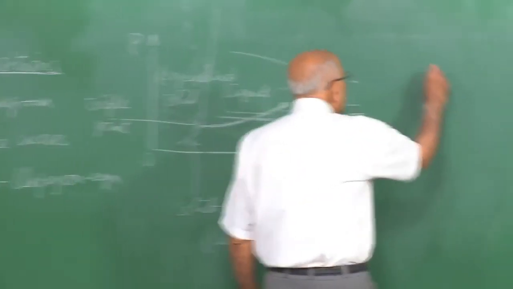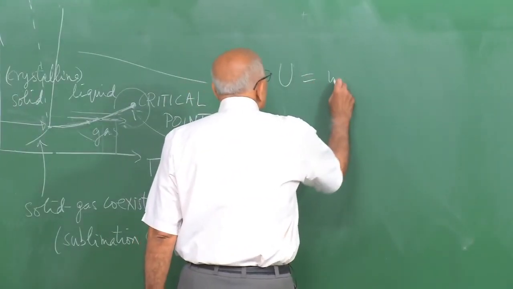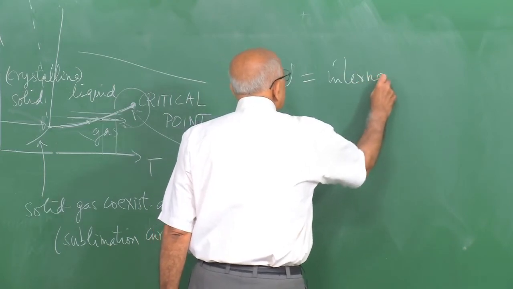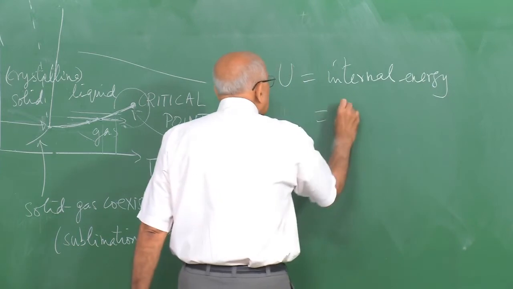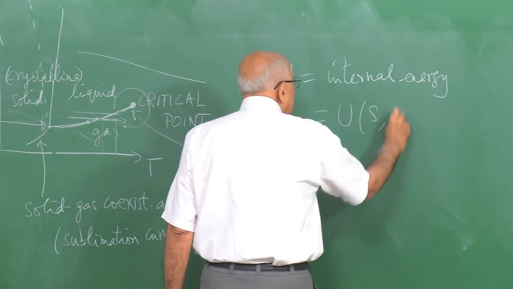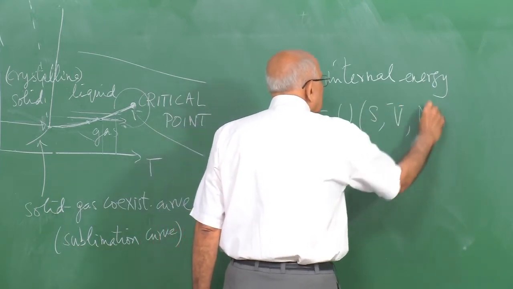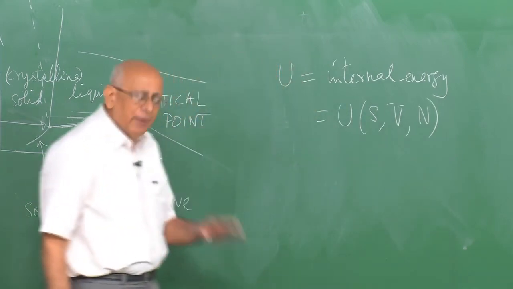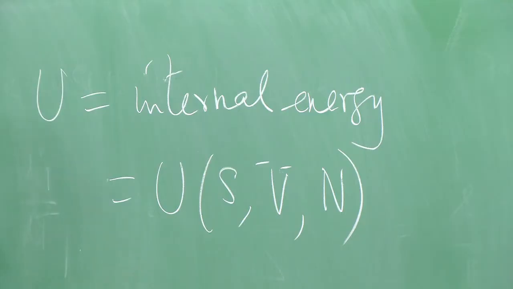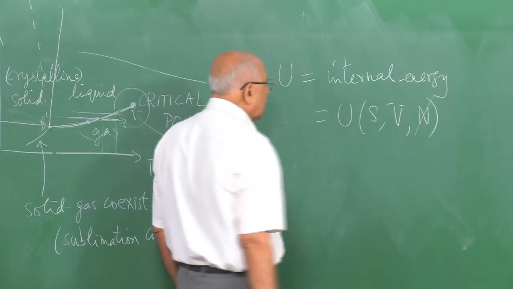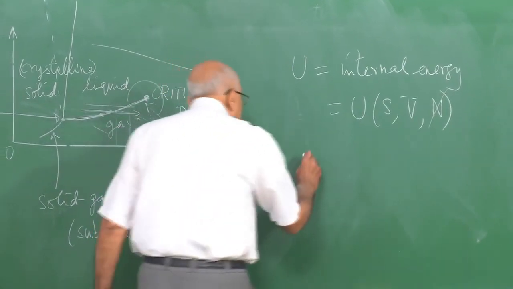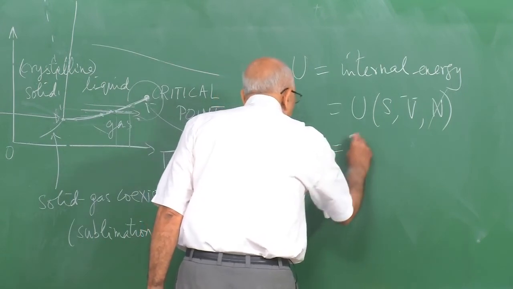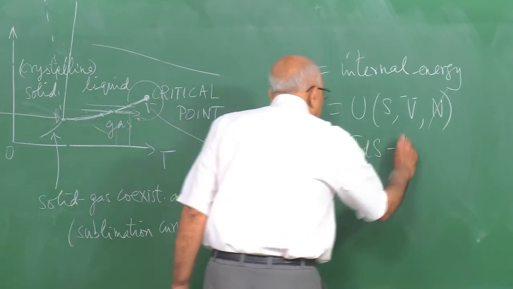Well, remember that the internal energy was a function of the entropy of the system, the volume of the system, and the number of particles. So for a fixed amount of substance, which is what we are looking at all the time, the number of particles is fixed. It is a function of the entropy and the volume, and we indeed saw that dU was equal to TdS minus PdV.